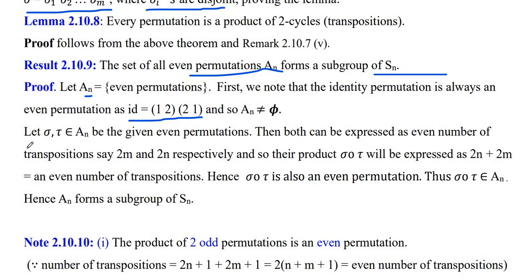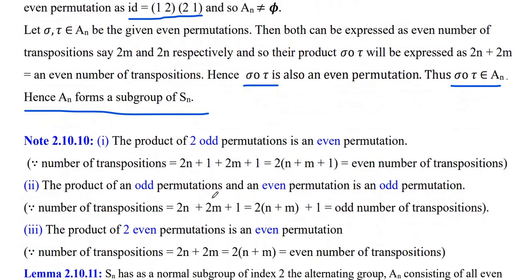Next we consider 2 elements sigma and tau in Sn to be the 2 given even permutations. Then both can be expressed as an even number of transpositions, say 2m number and 2n number respectively. So that product sigma composition tau will be expressed as 2n plus 2m, that is 2 times n plus m, which is an even number of transpositions. So sigma composition tau will always be again an even permutation whenever sigma and tau are even permutations. So sigma composition tau belongs to An, and hence An forms a subgroup of Sn.